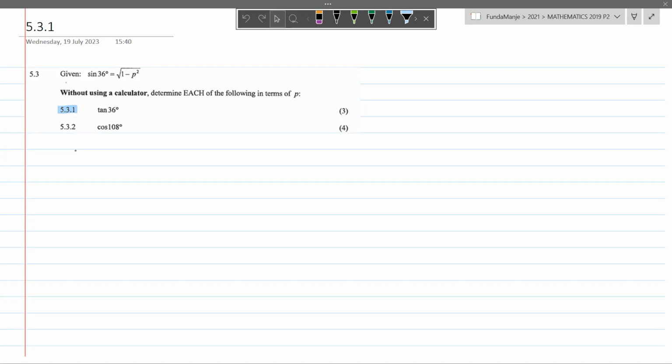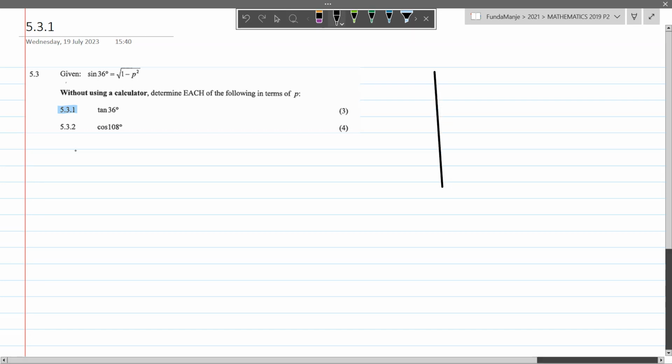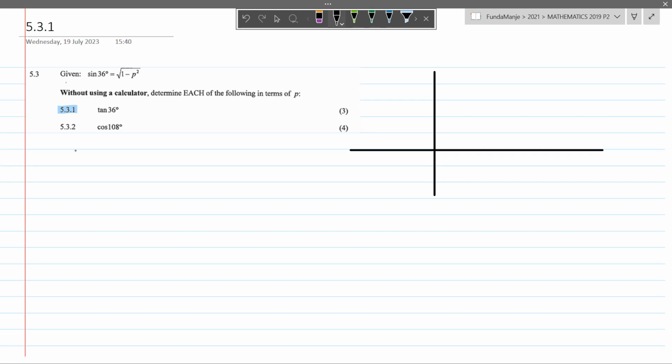5.3.1 says, given sin 36° equals the square root of 1 minus p squared, you would have the first question: without using a calculator, determine each of the following in terms of p. So the first step is to draw an illustration of the information that has been given to you. It would look something like this.